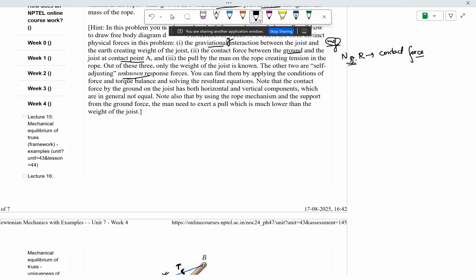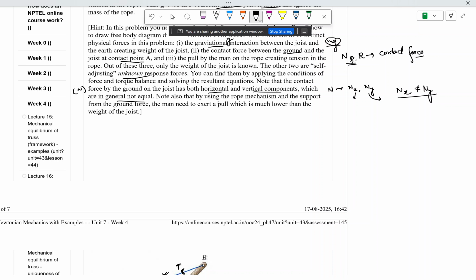Note that the contact force by the ground on the joist, which is N in our case, has both horizontal and vertical components, which are in general not equal. So you have to divide your contact force into two components, Nx and Ny. Nx is the horizontal and Ny is the vertical component of the contact force acting at the contact point A between the joist and the ground. It is considered in the question that in general Nx is not equal to Ny, so you cannot simplify the problem by taking both components as equal.